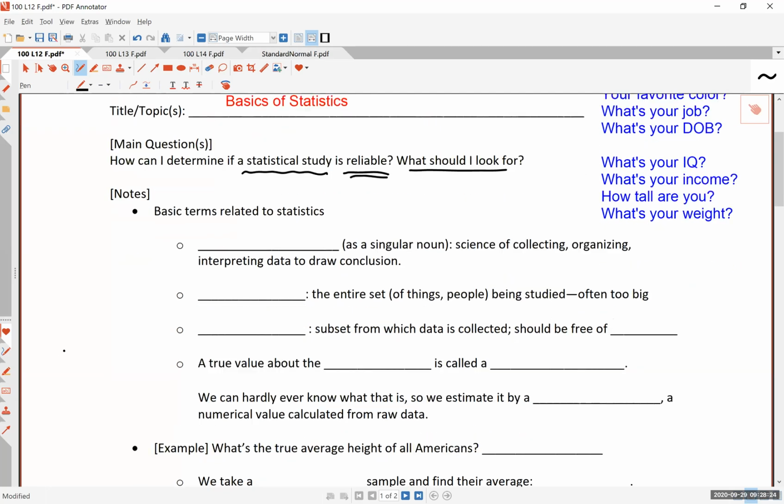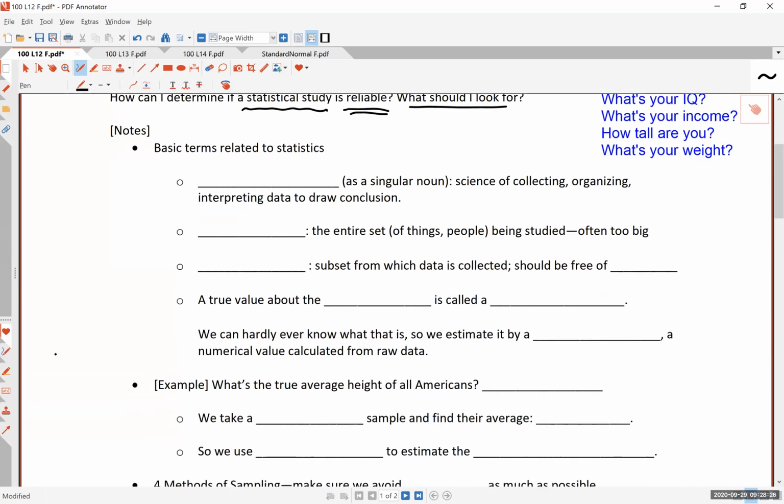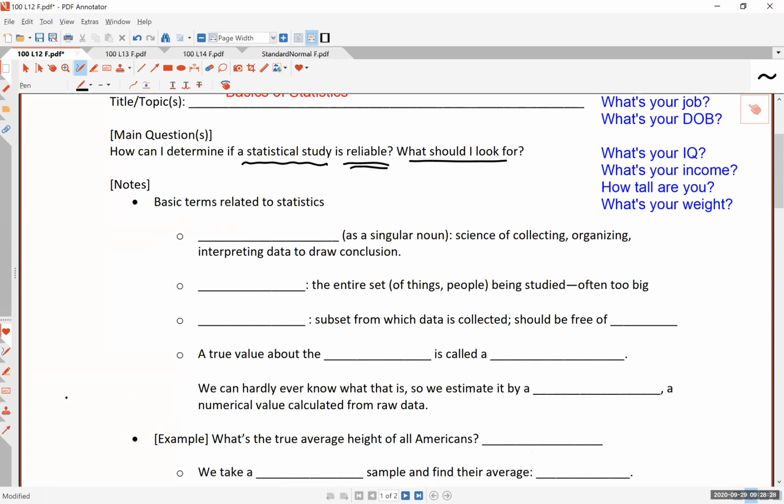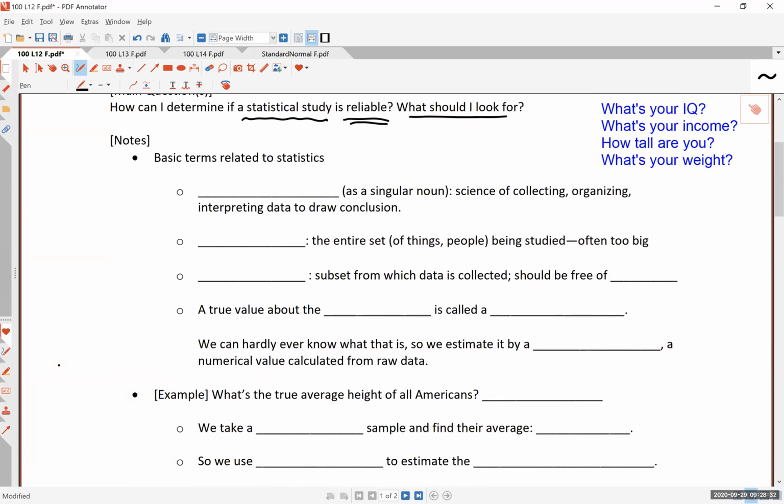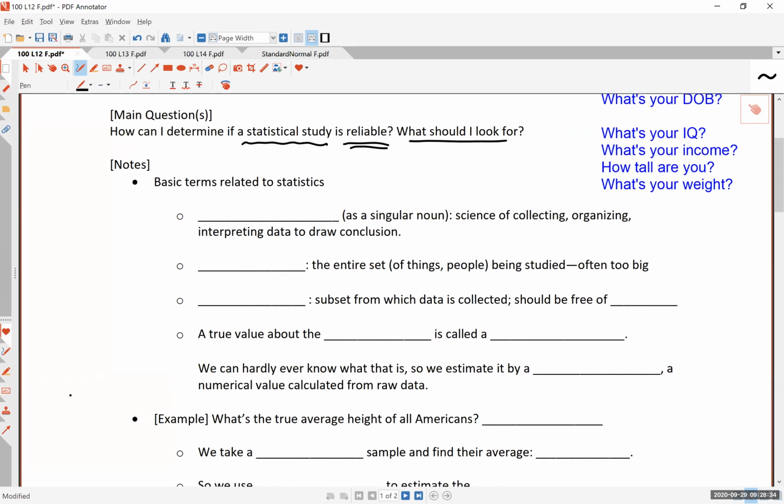I'm going to introduce you to a bunch of terms today, and you will need to know these basic terms of statistics in order to understand and discuss statistics. So first, maybe I'll write some words down here, since maybe writing this is better for me.